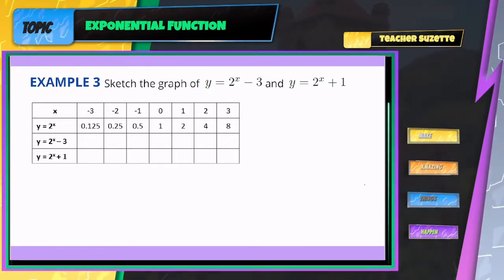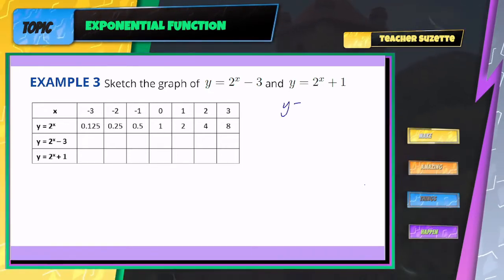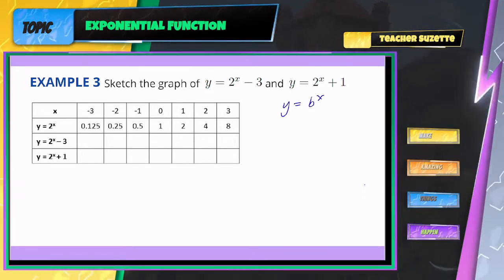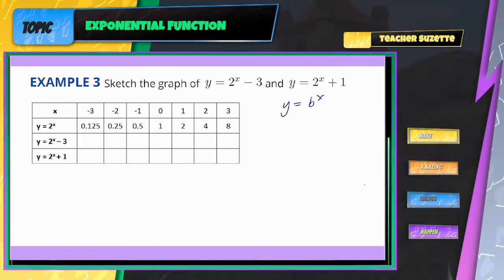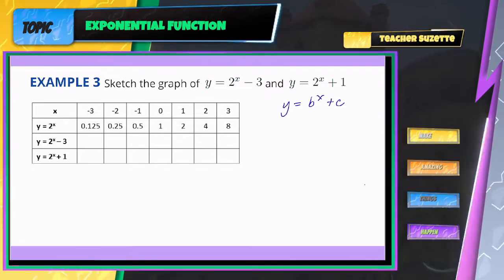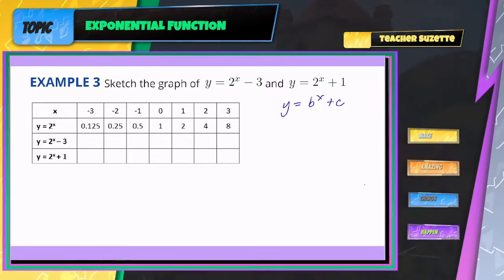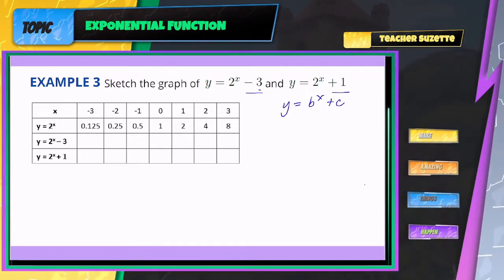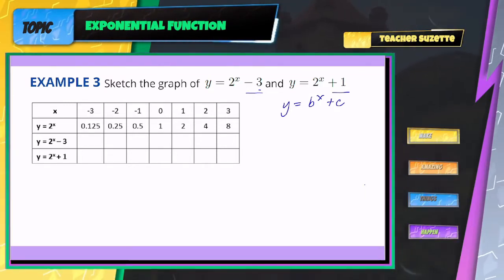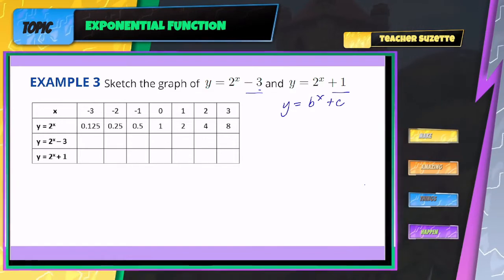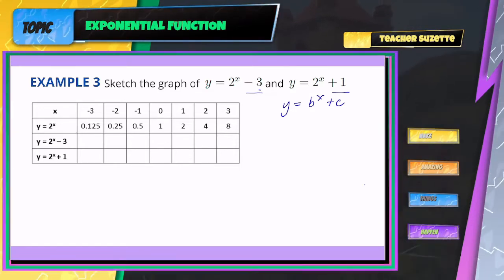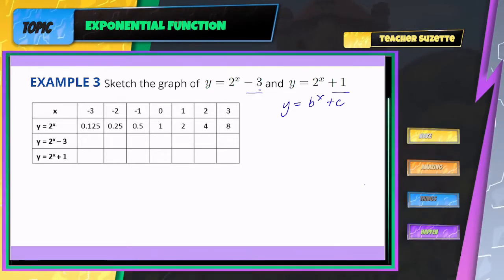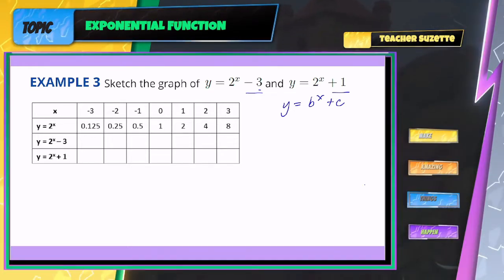So from our standard form of y is equal to b raised to x, upon observing our given, obviously, nagkaroon siya ng letter C. So for this case, meron tayong minus 3 at may plus 1. So, anong mangyayaring transformation or shift ang mangyayari sa ating graph as well as sa coordinates ng ating y is equal to 2 raised to x.